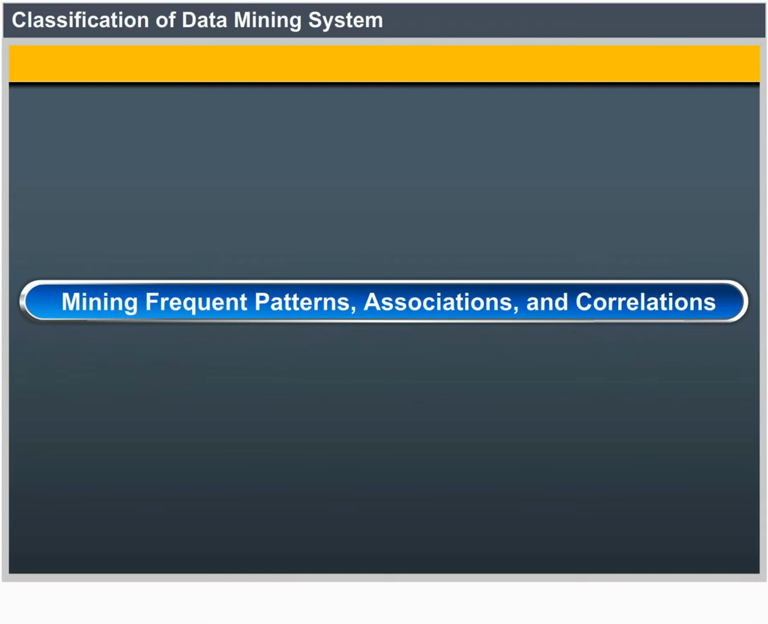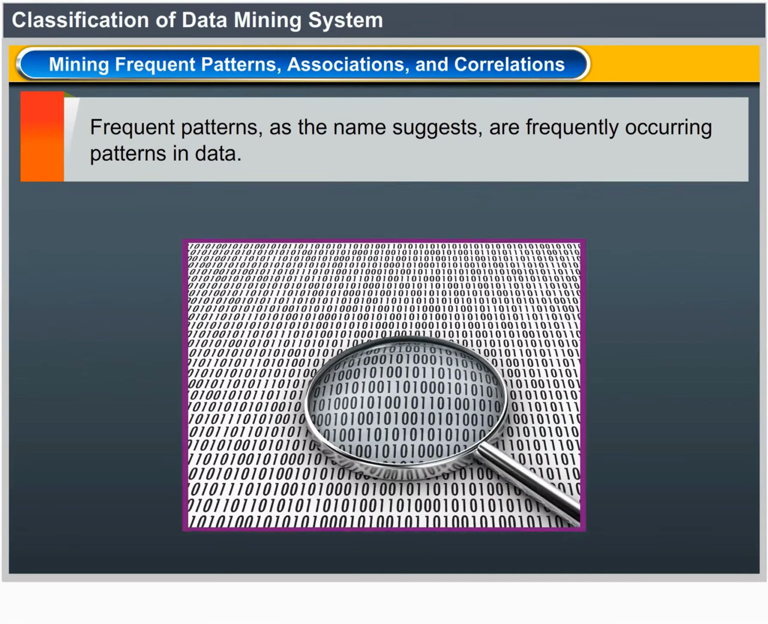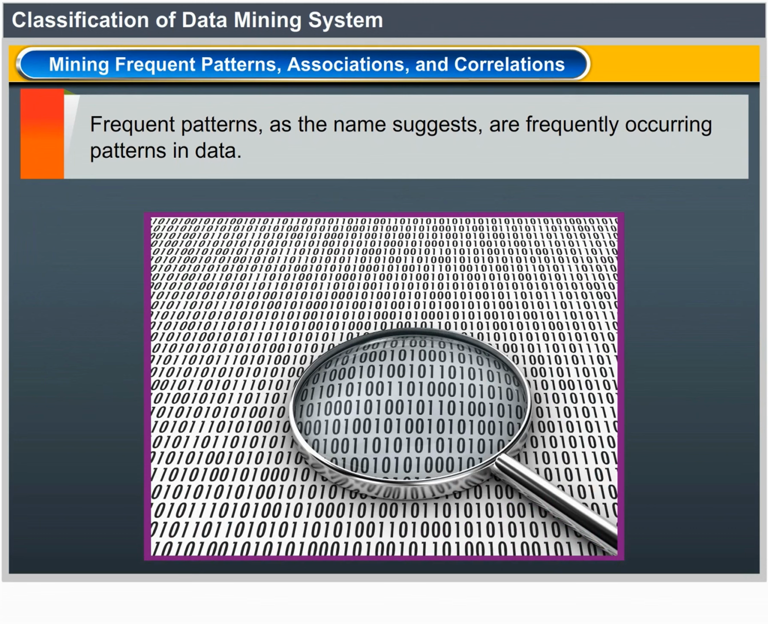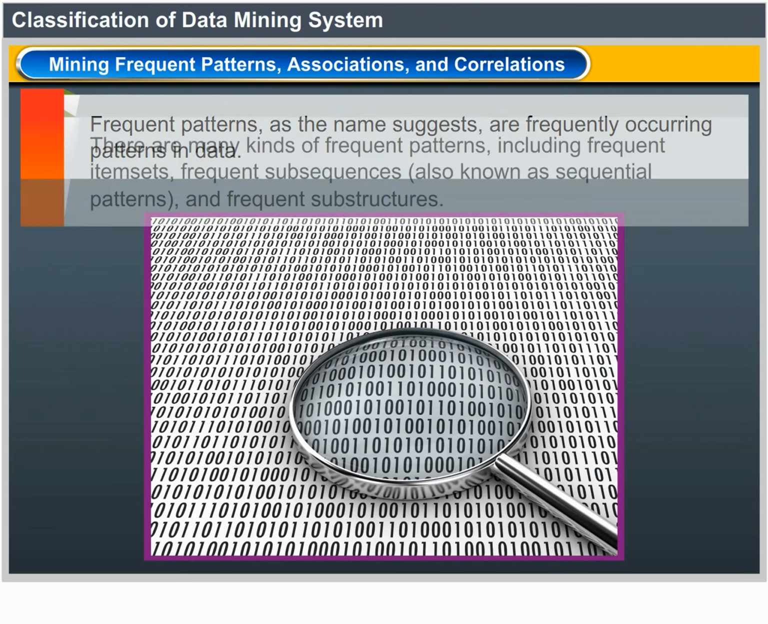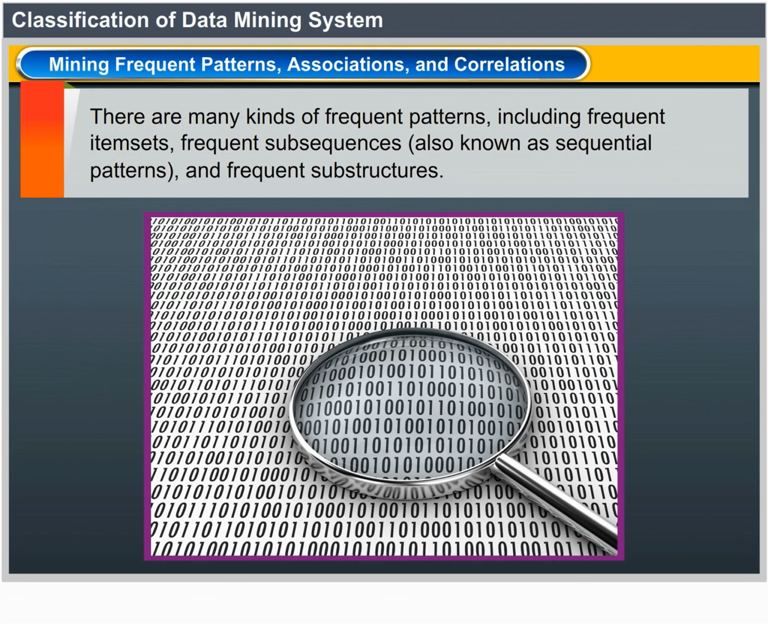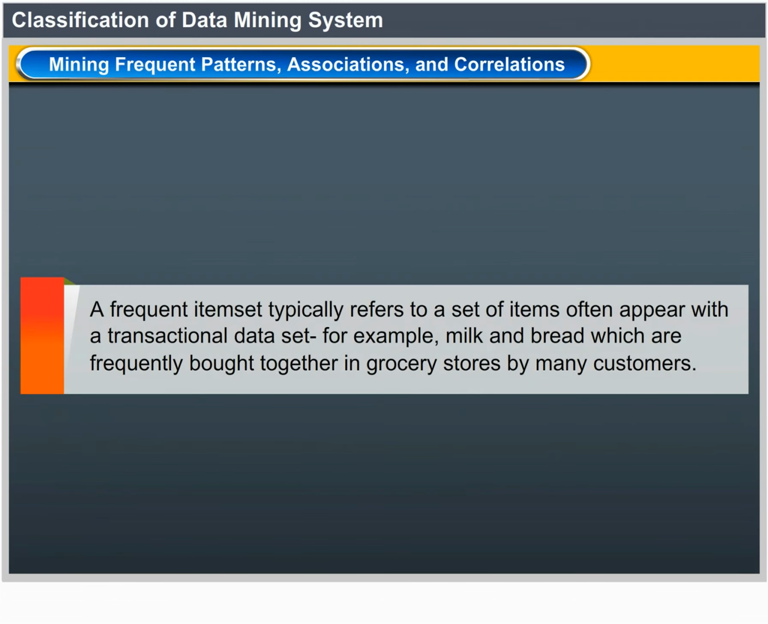Mining frequent patterns, associations, and correlations. Frequent patterns, as the name suggests, are patterns that occur frequently in data. There are many kinds of frequent patterns, including frequent item sets, frequent subsequences, also known as sequential patterns, and frequent substructures. A frequent item set typically refers to a set of items that often appear together in a transactional dataset. For example, milk and bread, which are frequently bought together in grocery stores by many customers.